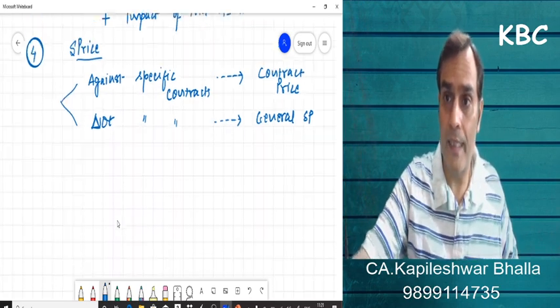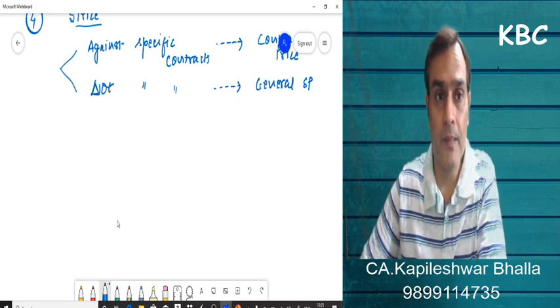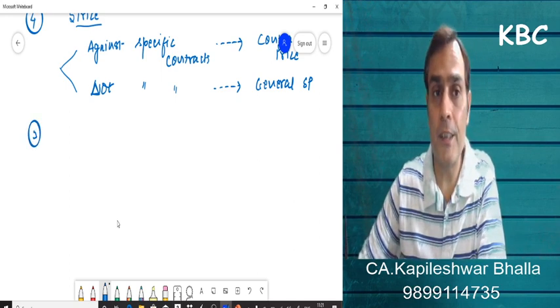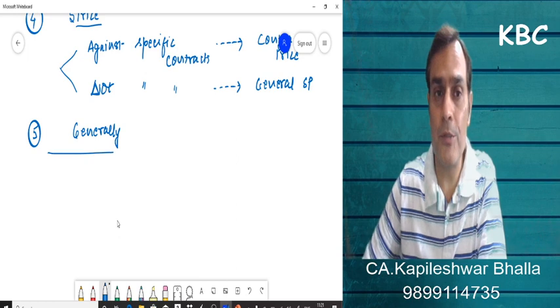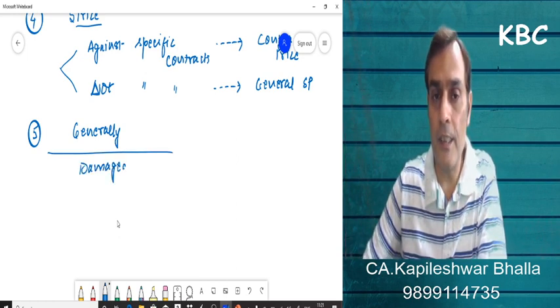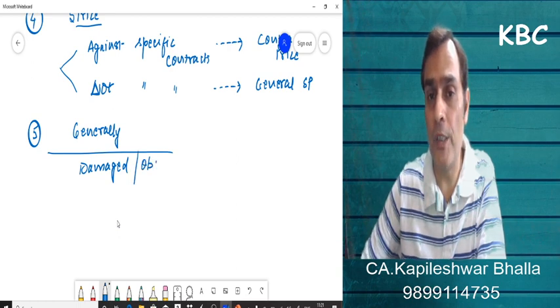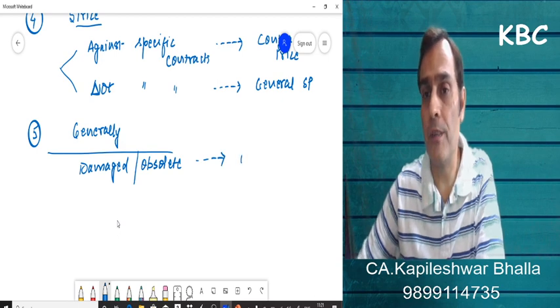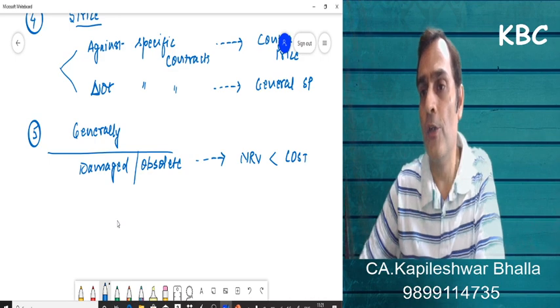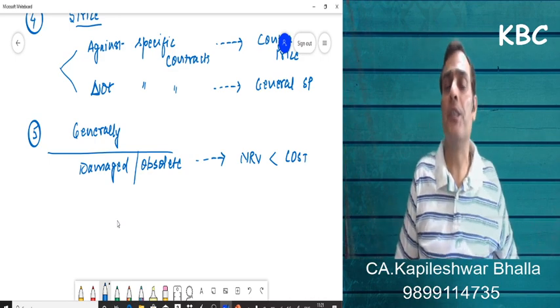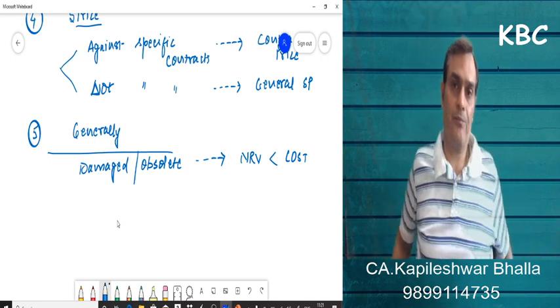Then we had another fifth issue. The fifth issue is that generally, if you're looking at damaged inventories or obsolete inventories, we will have the general presumption that NRV is going to be generally lesser as compared to cost. So these kinds of inventories will generally be taken at NRV.